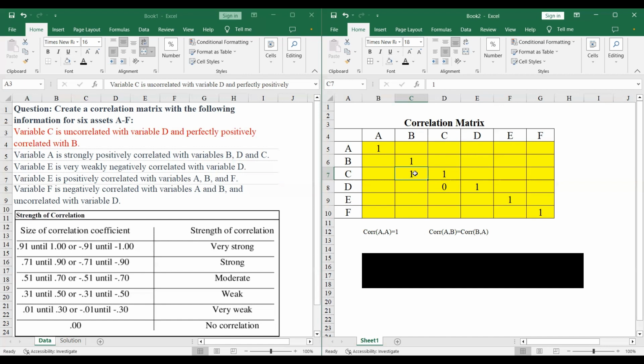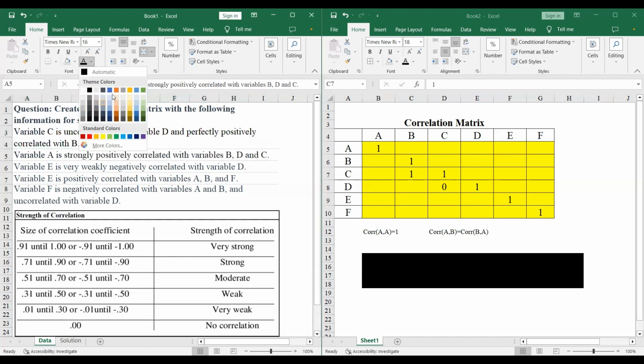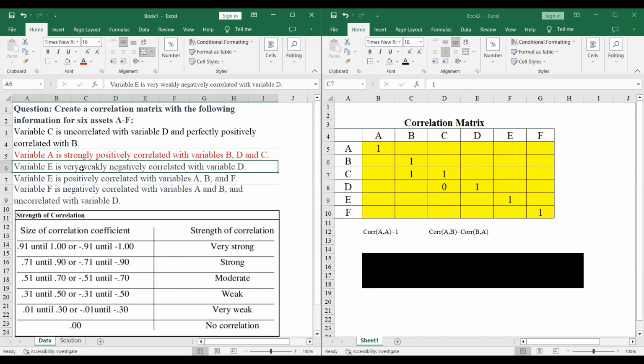So in the second statement, what we know is, we are done with the first statement. Now I'm moving on to the second statement. In the second statement, what we know is variable A is strongly positively correlated with variables B and C.